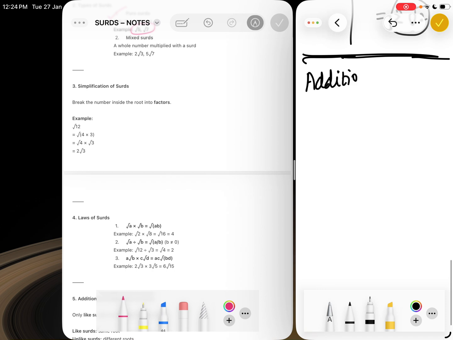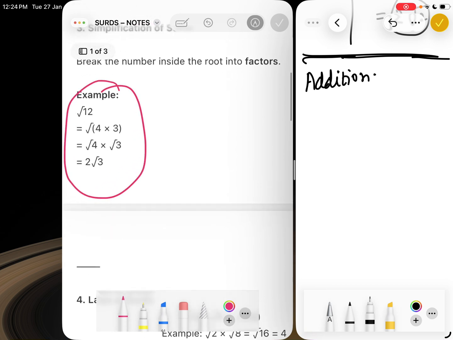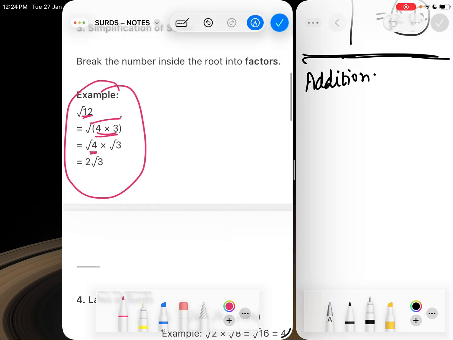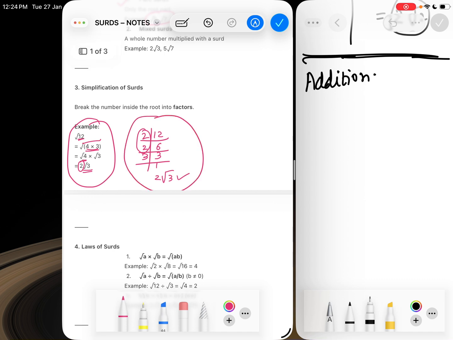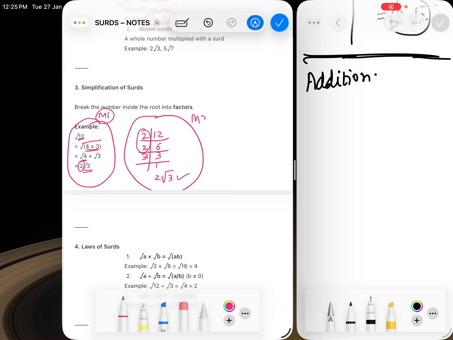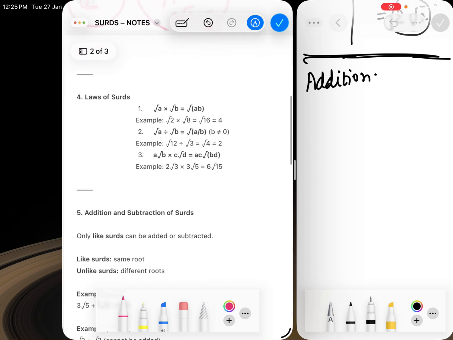Let's talk about addition first. Okay, this is clear that we can do root of 12 is 4 into 3. So root 4 is how much? 2. ठीक है, तो आपने 2 को बाहर लिखा and 3. Another method was आपने 12 का prime factorization किया. You have pair for this, so that will remain outside and the remaining will be inside. Okay, so this is method 1, M1. This is M2, method 2. Okay, now we have the laws.